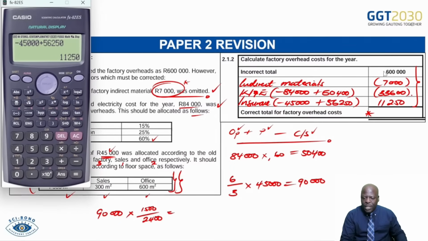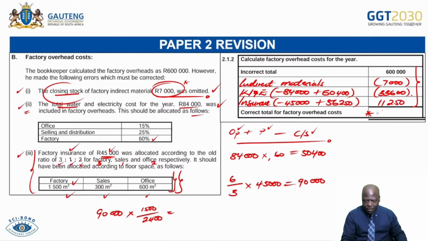Let's do it together. Always remember to add the 600,000, the incorrect total. Don't forget to add that one. Okay. So you start with your 600,000, and then you're going to say minus 7,000. Then you're going to say minus 33,600, and then you say plus 11,250, and that's going to give you 570,650, like that. And that is how we conclude this part of the question.